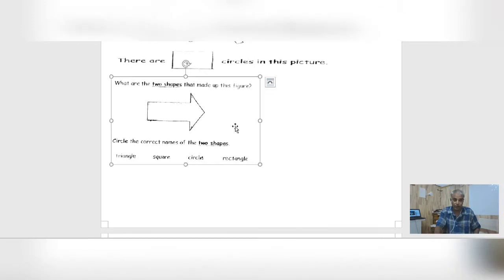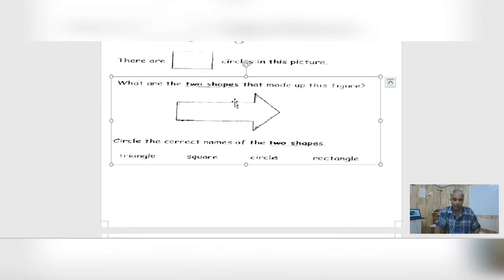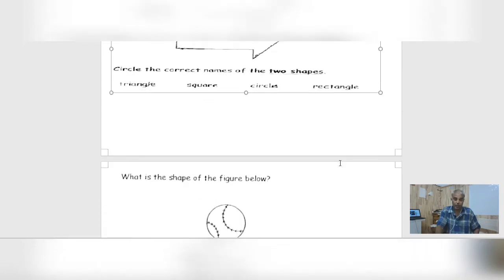Then it says, what are the 2 shapes that made up this figure? So you can see one is a rectangle, right, and one is a triangle. You can see this is a triangle and one is a rectangle. So this is what you have to figure out. Though this question is a combination of 2 figures, you have to find out where the other figure is. So one is a triangle, another one is a rectangle. So that you have to do.